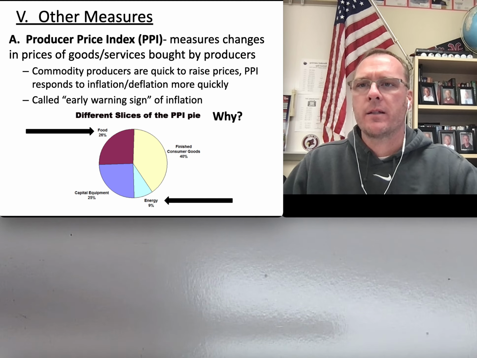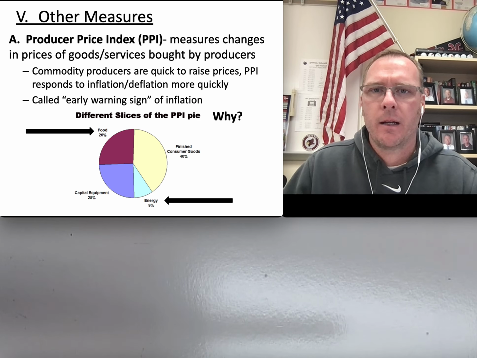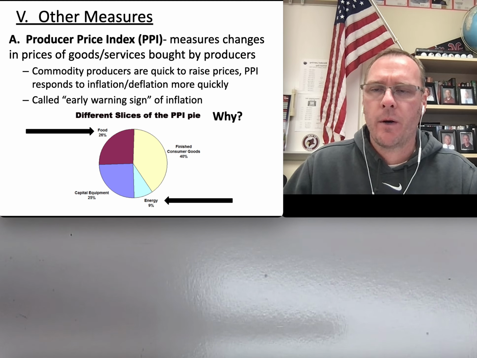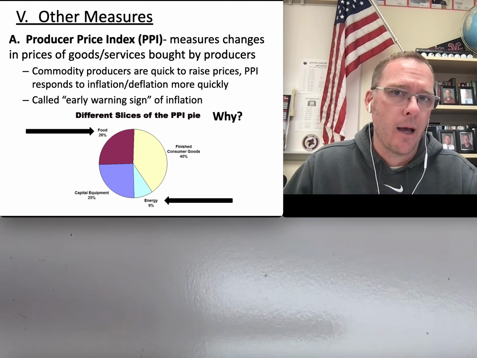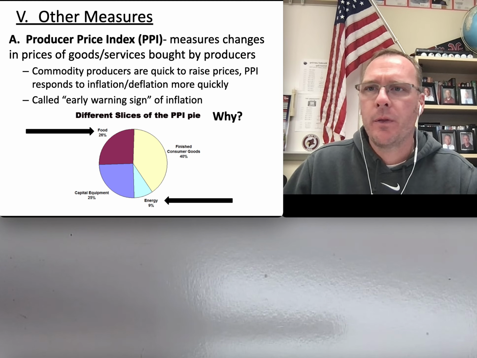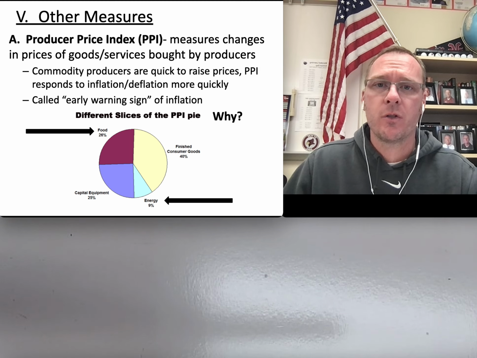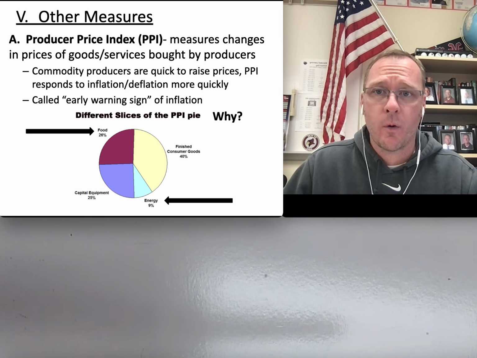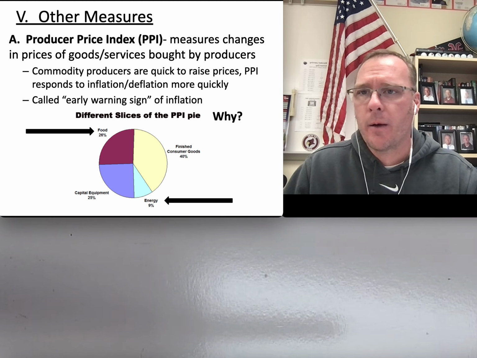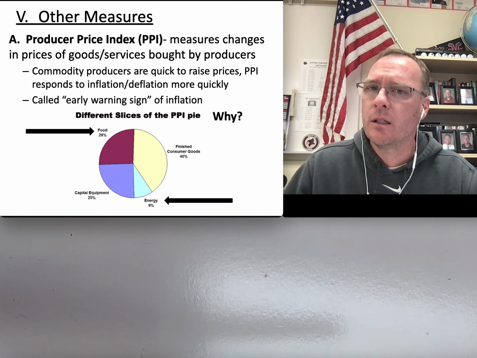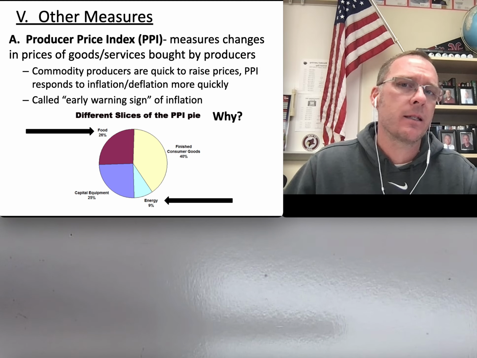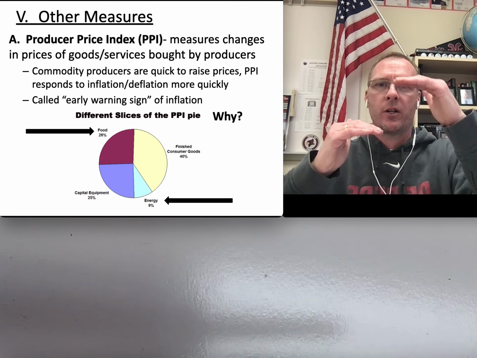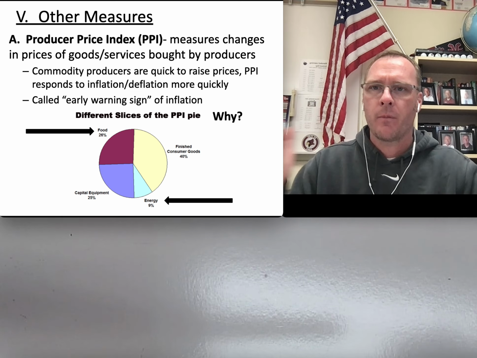Now, there are other ways that we can measure an economy, or to see inflation. Instead of using CPI to see if prices are inflated, we could use the PPI, which is the producer price index. What this measures is the goods and services bought by producers. A lot of times what we see is commodity producers are quick to raise their prices. So PPI responds to inflation and deflation a little quicker than maybe the CPI does, because they're the ones who are making the goods and services that we're going to purchase, right? So they might see it first, and then you'll see CPI follow after.